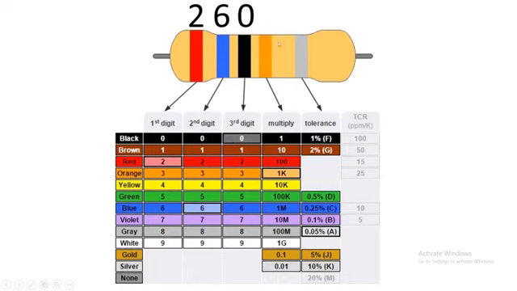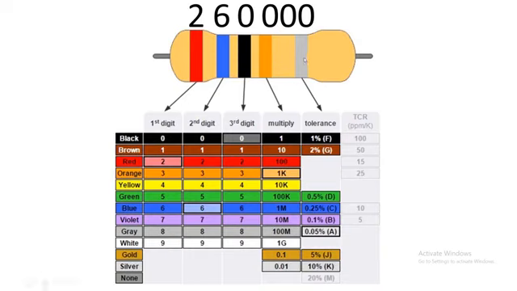Friends, here you can see the second last color is always a multiplier. Means how? You can see here, the color is orange. The orange value is 3. So we need to multiply this by 3, so I will put 3 zeros. If the color was yellow, the value of yellow is 4, so then we need to put 4 zeros. The second last color, whatever number it is, you need to put that many zeros.